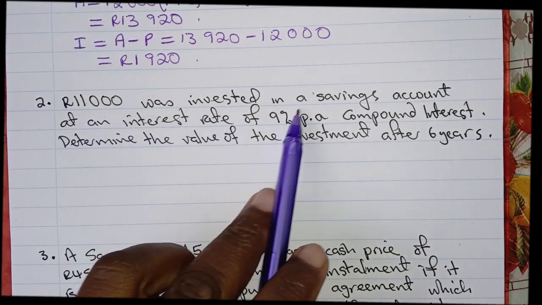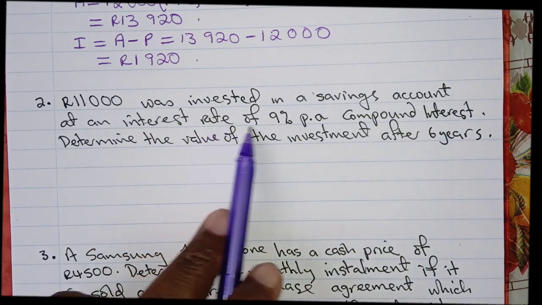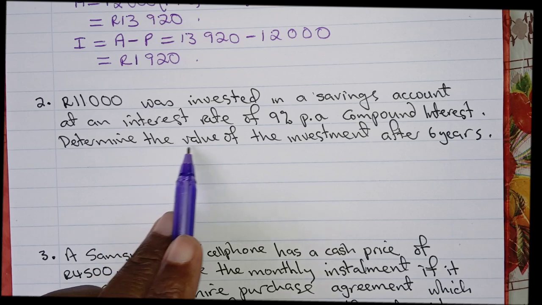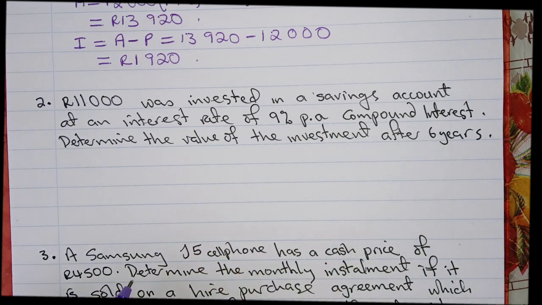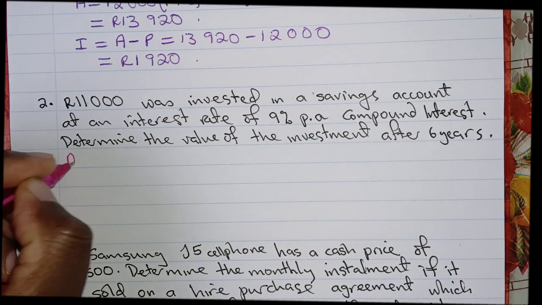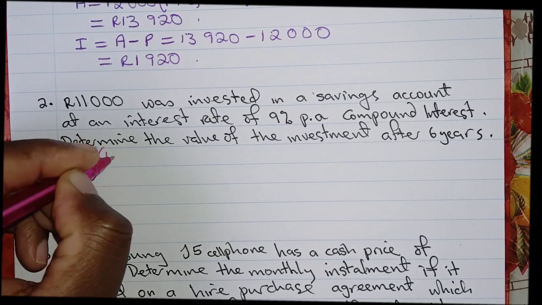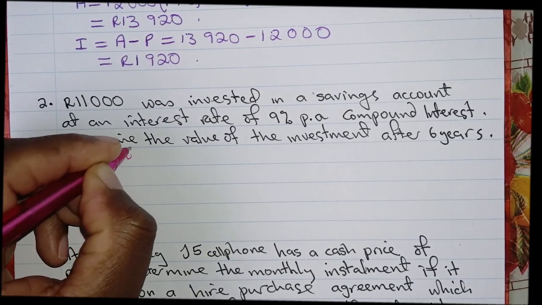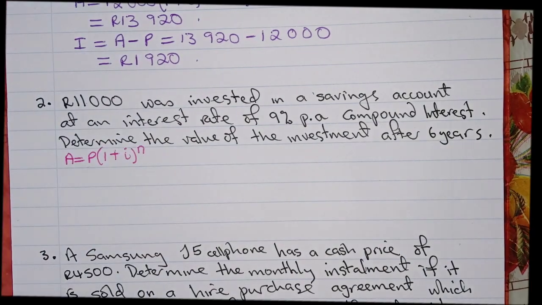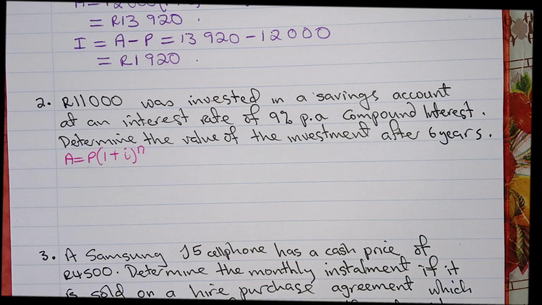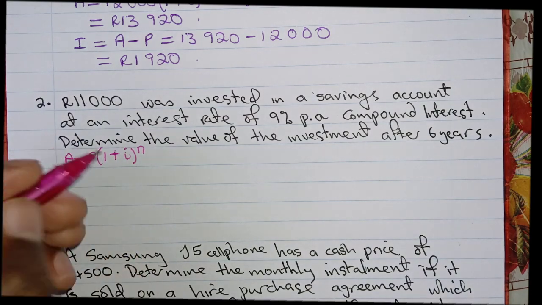The second question: 11,000 Rand was invested in a savings account at an interest rate of 9% per annum compound interest. Determine the value of the investment after 6 years. So our formula for compound interest is: your final amount is equal to the principal multiplied by the bracket of 1 plus your interest, all raised to the power of n, where your n is the number of years. And when you are answering these questions, make sure you list what you have.